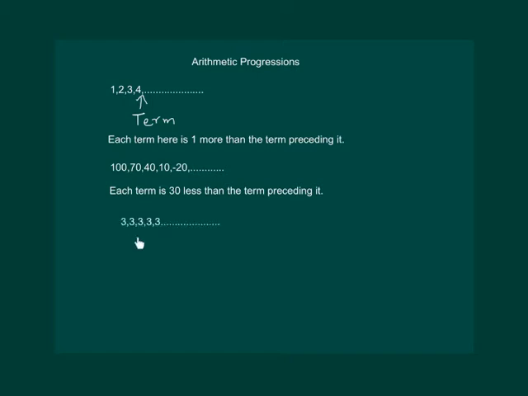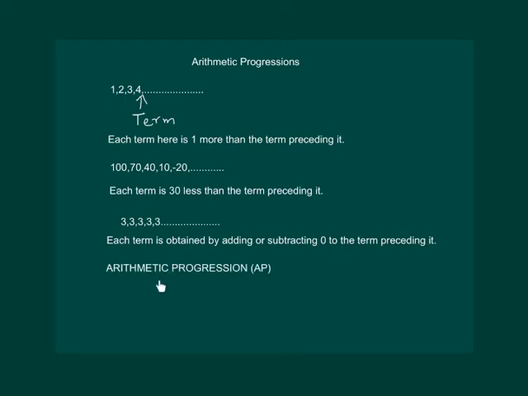Now consider the following list. All the terms in this list are 3. That is, each term is obtained by adding or subtracting 0 to the term preceding it. In all the examples here, we see that successive terms are obtained by adding a fixed number to the preceding term. Such list of numbers is said to form an arithmetic progression. We shall use the short form AP.